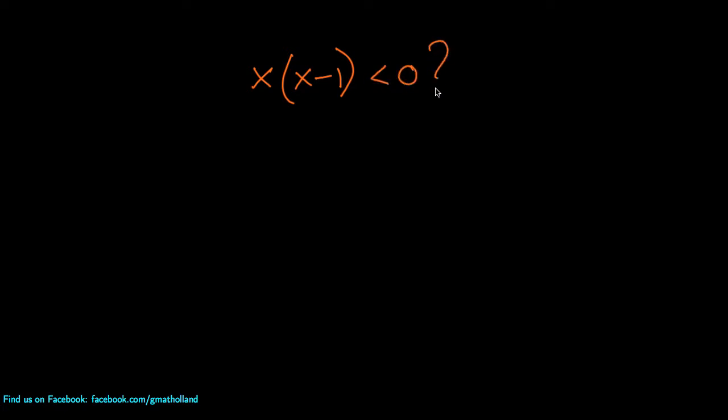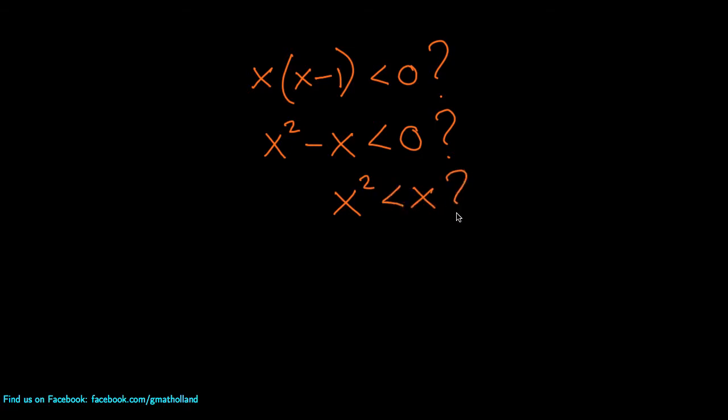The question here is whether x times (x minus 1) is smaller than 0. In other words, the question is whether x squared minus x, which we get if we multiply out the left-hand side, is smaller than 0. In other words, whether x squared is smaller than x if we add x to both sides of the inequality sign.